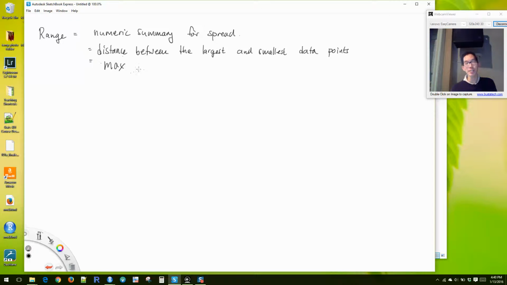So we can define the range as the max minus the minimum. That's the distance between the largest and smallest data points. The range is obviously going to be affected by extreme values, so this is very much affected by extreme values.